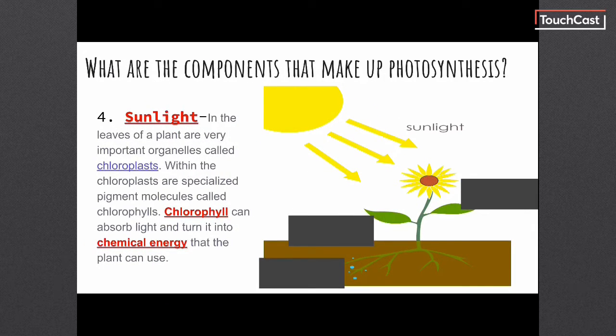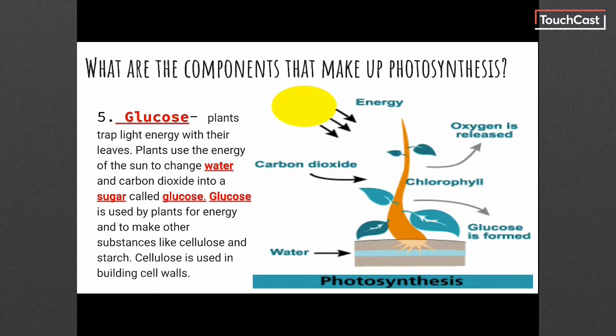Mentioned very early that sunlight from the sun has that radiant energy, and the plant is going to take that radiant energy and convert it to chemical energy. So in the leaves of the plant are very important organelles called chloroplasts. Within the chloroplast are specialized pigment molecules called chlorophylls. Chlorophyll can absorb light and turn it into the chemical energy that the plants can use. So basically, again, sunlight goes to the leaves, magic happens, you get chemical energy. I should say science happens. Yeah, science happens, even though science is magic.